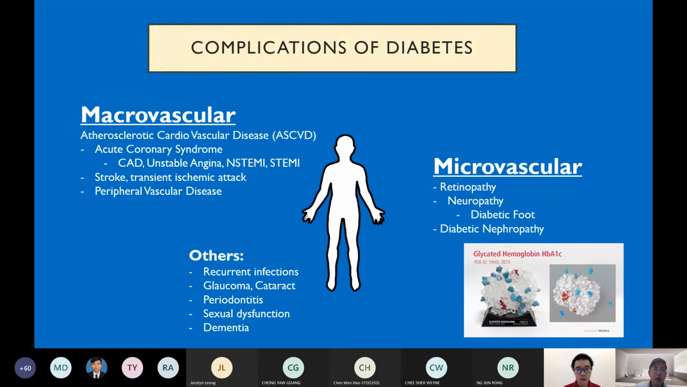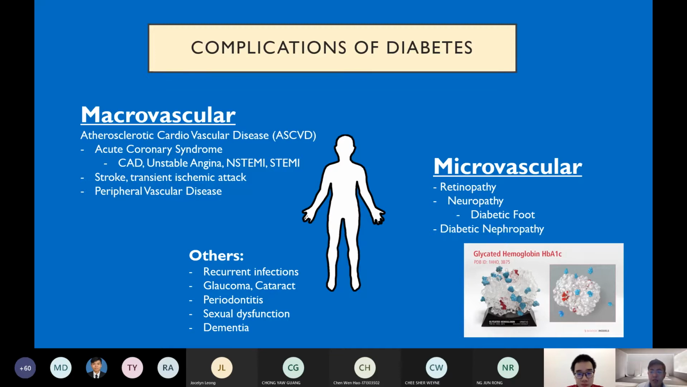Okay, so moving on to complications of diabetes. There are a host of complications of diabetes. It can affect the whole body, but generally how we divide the complications of diabetes include your macrovascular complications and your microvascular complications. Your macrovascular complications, which we also call atherosclerotic cardiovascular disease, ASCVD, include acute coronary syndrome, or stable coronary artery disease, unstable angina, non-STEMI or STEMI, okay? And in your brain with larger vessels, you have strokes or transient ischemic attacks, and at your limbs, you may have peripheral vascular disease.